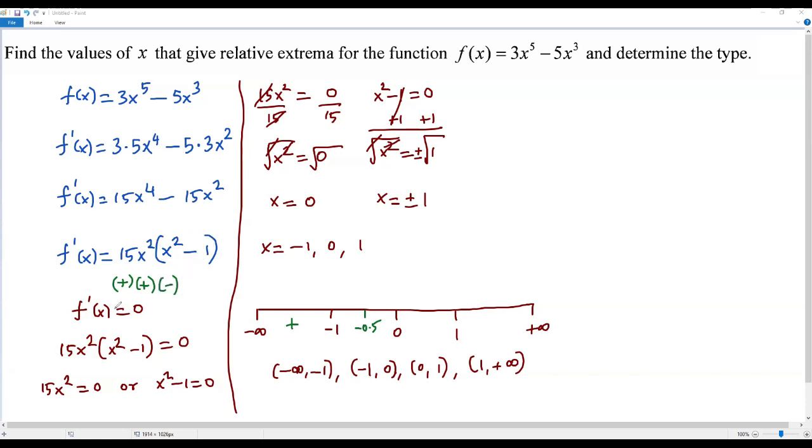Now we have to multiply these signs. Positive times positive is positive, positive times negative is negative. So in this interval, -1 to 0, the second interval, the derivative f prime of x is negative.